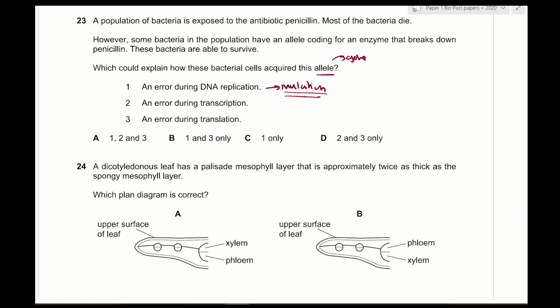2. An error during transcription. This is incorrect. An error during transcription would most likely produce a faulty mRNA molecule, but it does not explain how it acquired an allele. So the gene hasn't changed itself, it's just the mRNA molecule that has been altered. So this is incorrect. 3. An error during translation. If an error during translation took place, then there will be a faulty polypeptide chain, but this also does not mean that a new allele would be acquired. So a totally new gene would not be acquired. Therefore, the only correct answer is going to be C.